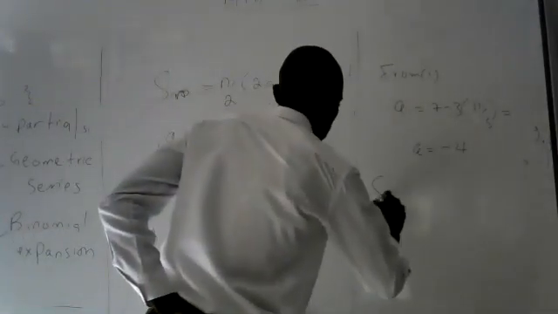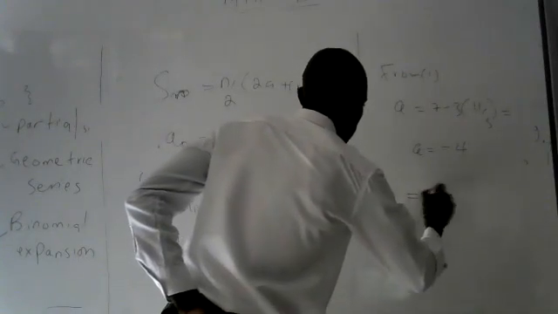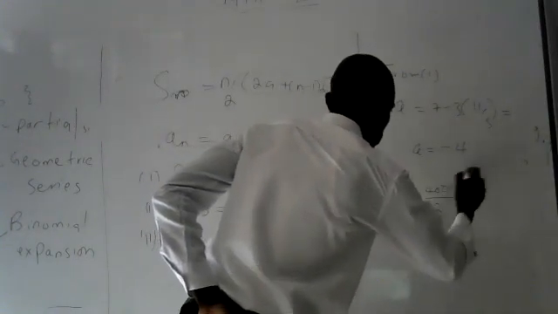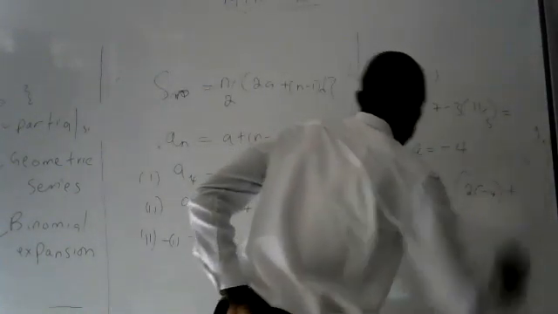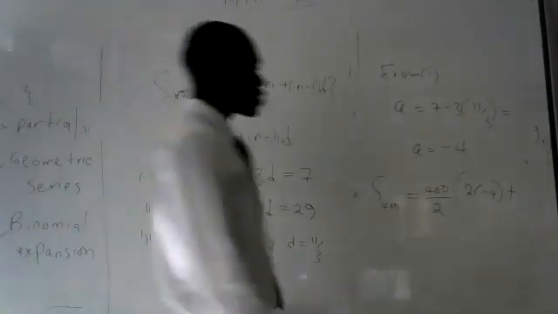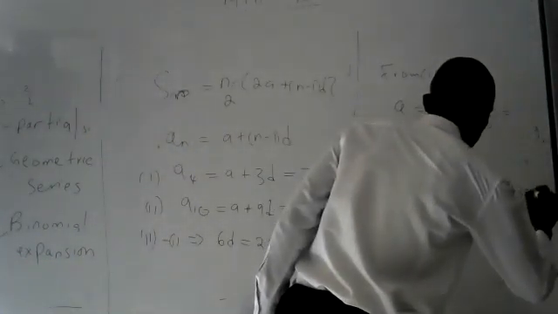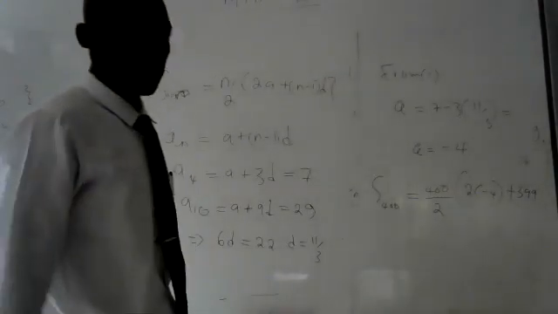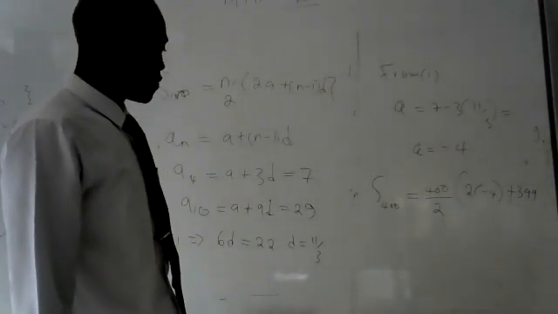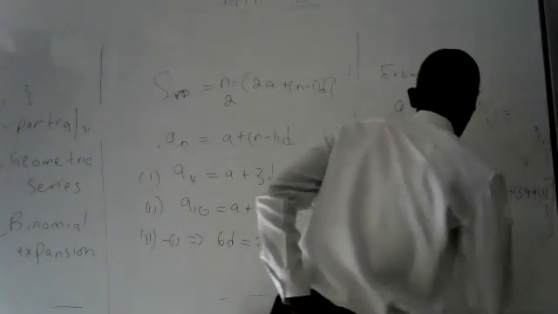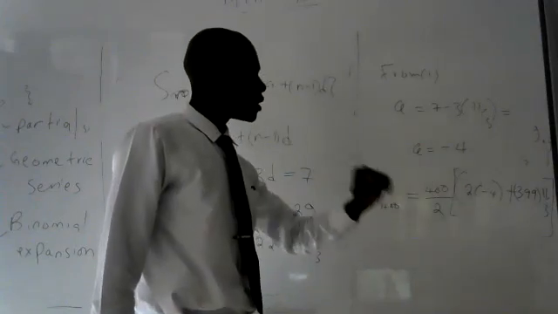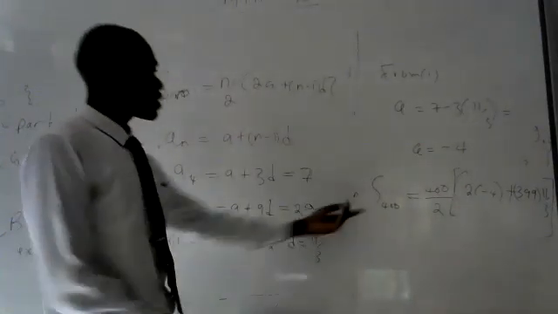So just substitute: S400 should be 400 divided by 2 times twice a, so 2 times negative 4 plus n minus 1. So 400 minus 1 is 399. And then the common difference is 11 thirds, so this guy times 11 thirds. At this stage, just plug this in your calculator and it will give you the sum of the first 400 terms.